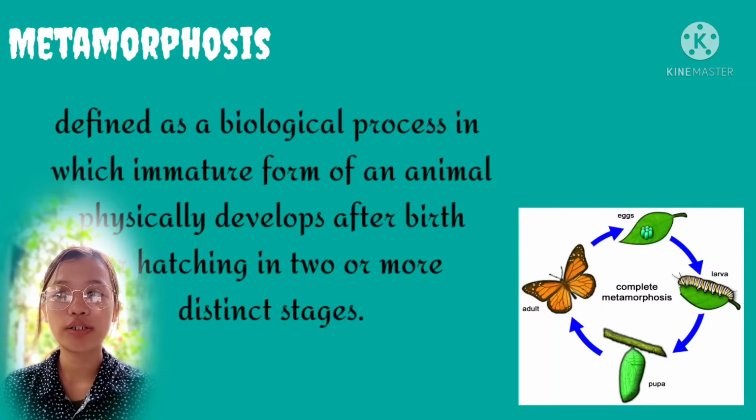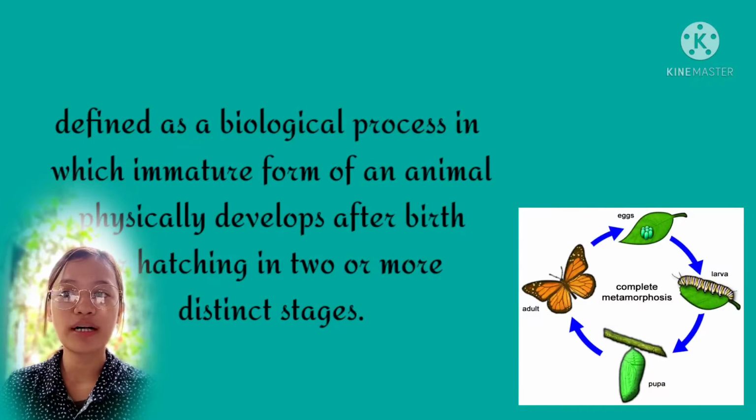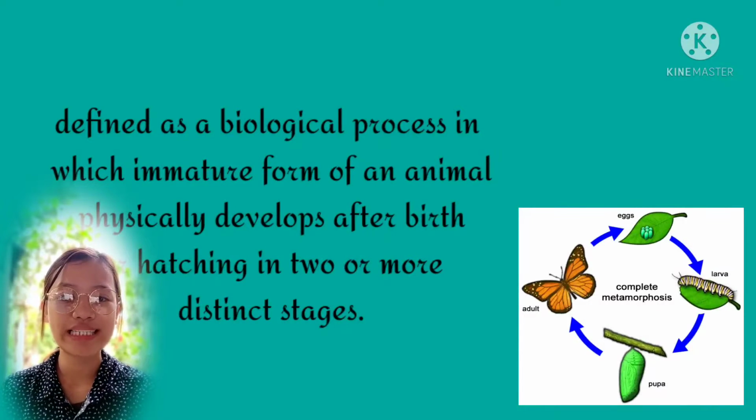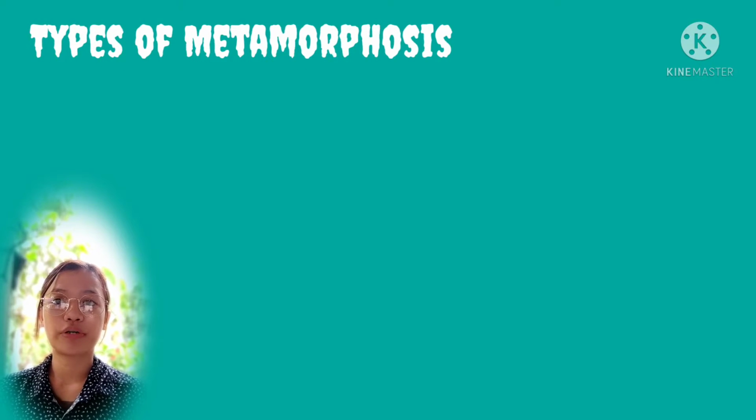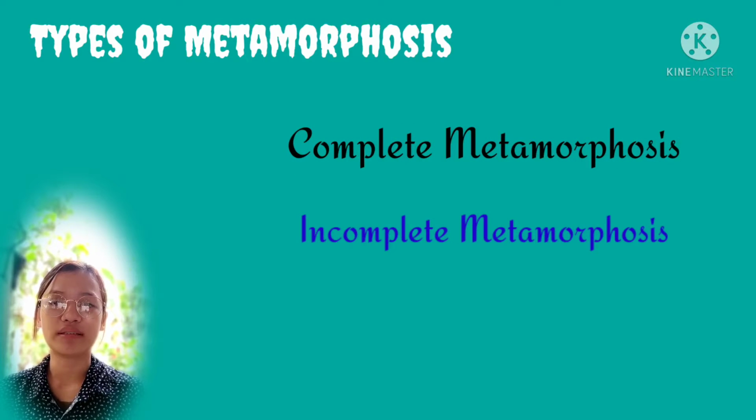Metamorphosis is a biological process in which the immature form of an animal physically develops after birth or hatching in two or more distinct stages. There are 5 types of metamorphosis, but I will only focus on complete metamorphosis and incomplete metamorphosis.